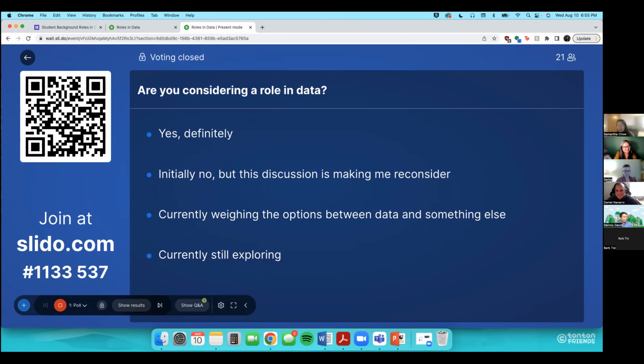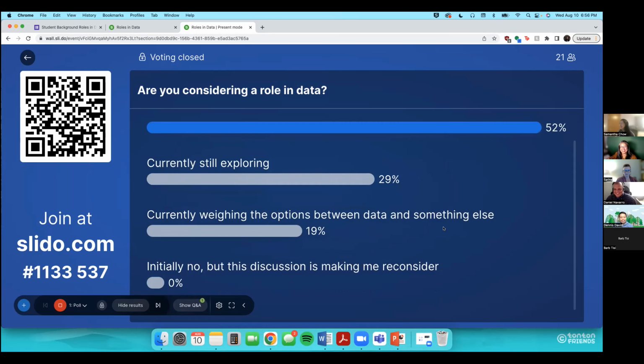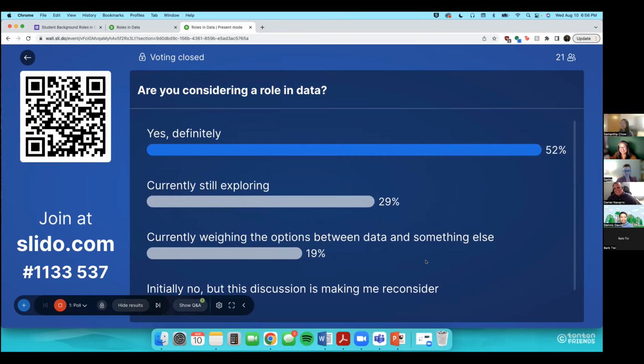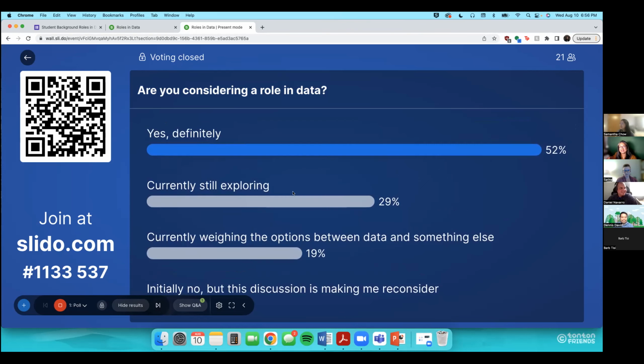I don't know if there's a guess as to what everyone thinks the most people are. I guess I would probably say yes, definitely as my guess for the most number of people, but maybe I'm wrong. Oh, yeah, okay. 52% of the people have definitely considering a role in data. And then the second runner-up is currently still exploring. So there's 2 polar opposites of the scale. So that's very interesting to see that.